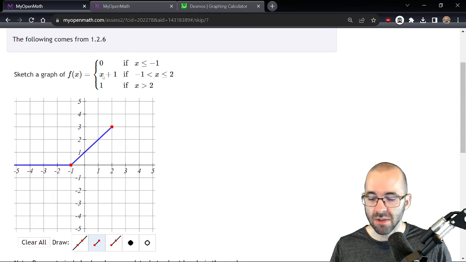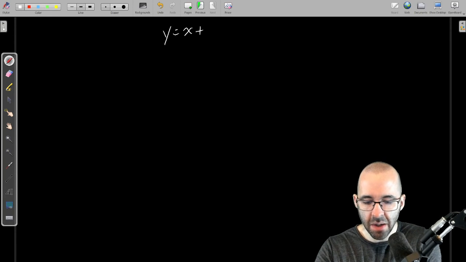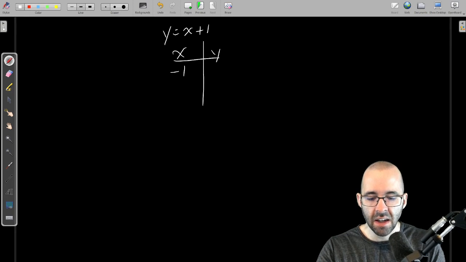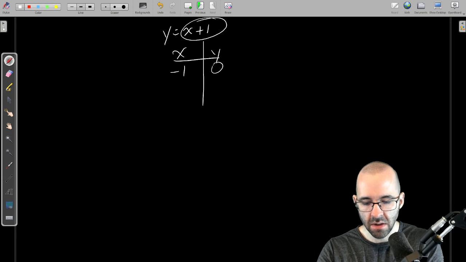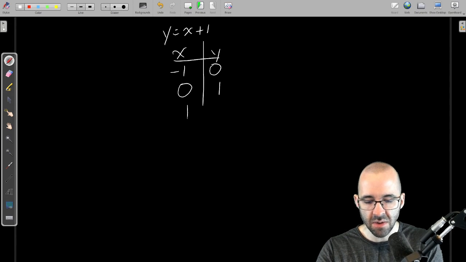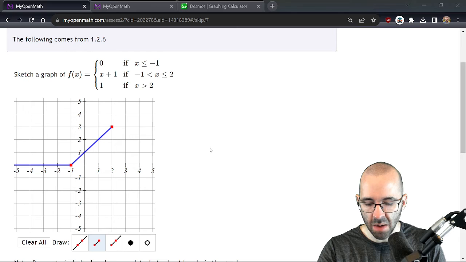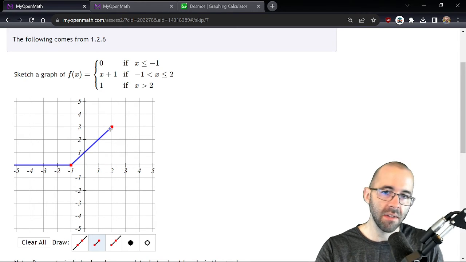And you can double check that this is that line. You can plug in some values. If y is equal to x plus 1, we can make a little table, and that can be another way to help us draw this line. If x is -1, what is y? It's going to be 0. If x is 0, what is y? 0 plus 1, so 1. If x is 1, y is 2, and if x is 2, y is 3. And you can see that all of those points we've drawn here.